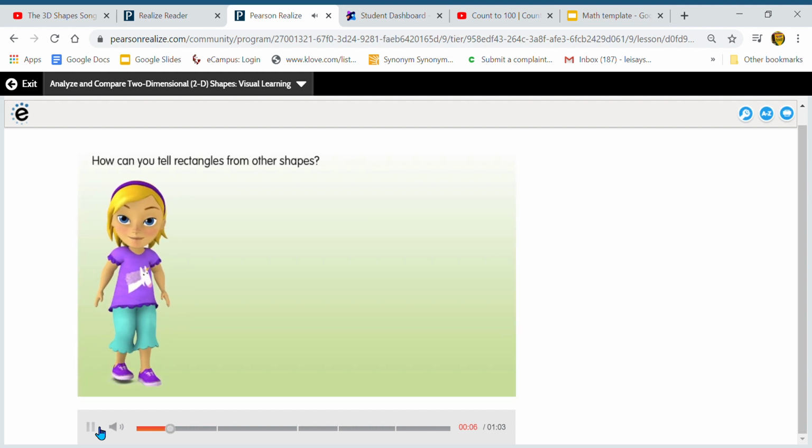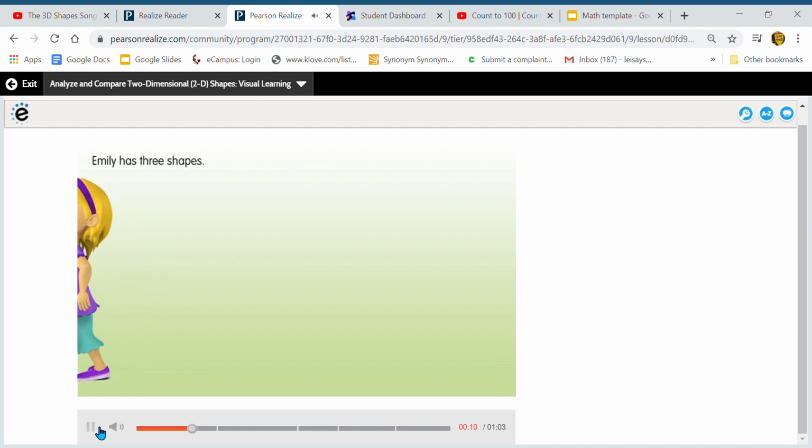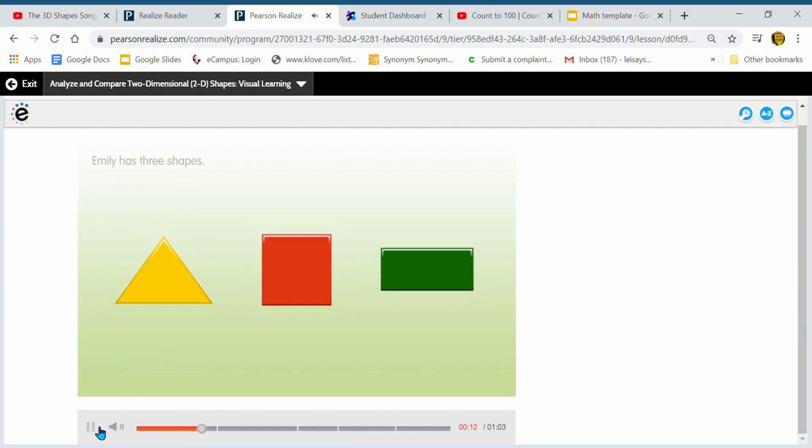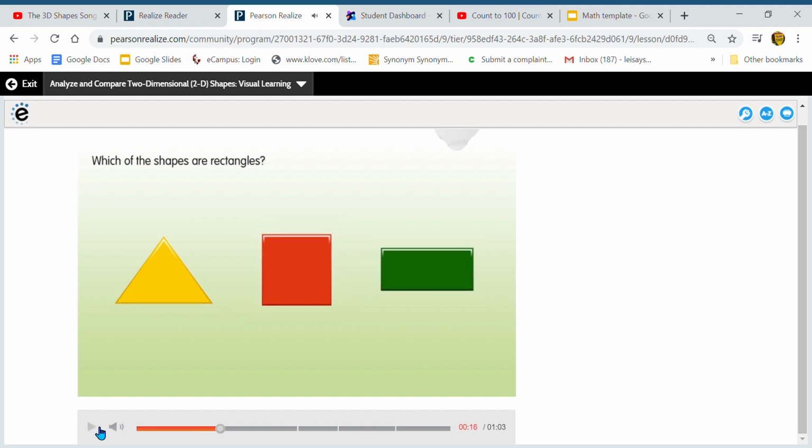How can you tell rectangles from other shapes? Emily has 3 shapes. Which of the shapes are rectangles? So which of these shapes are rectangles? Is it the red one? Nope, right, that's a square. Is it this yellow one? Yep, that's a triangle. That's not a rectangle. What about this green one? Yes, that is a rectangle.